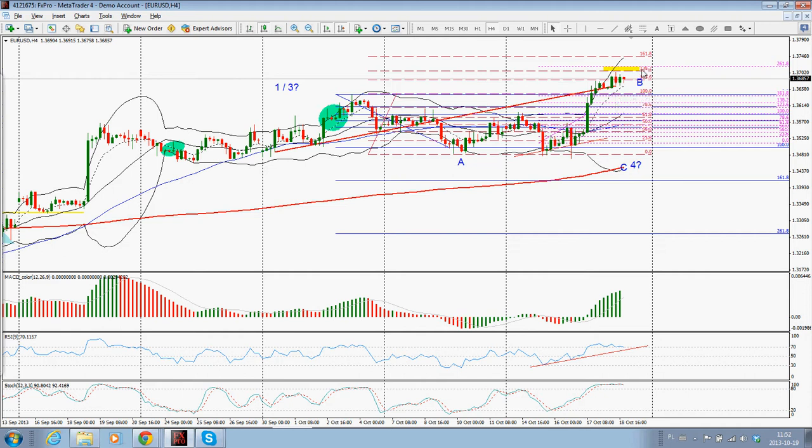Okay, so this is a typical 138.2 for a B correction regarding this A, this long A. This could be still a B. This could be one ABC, small A, small B, and the last small C that will give you the bigger B in this area. So I wouldn't be surprised if the market will make a reversal here, and then go to the downside.